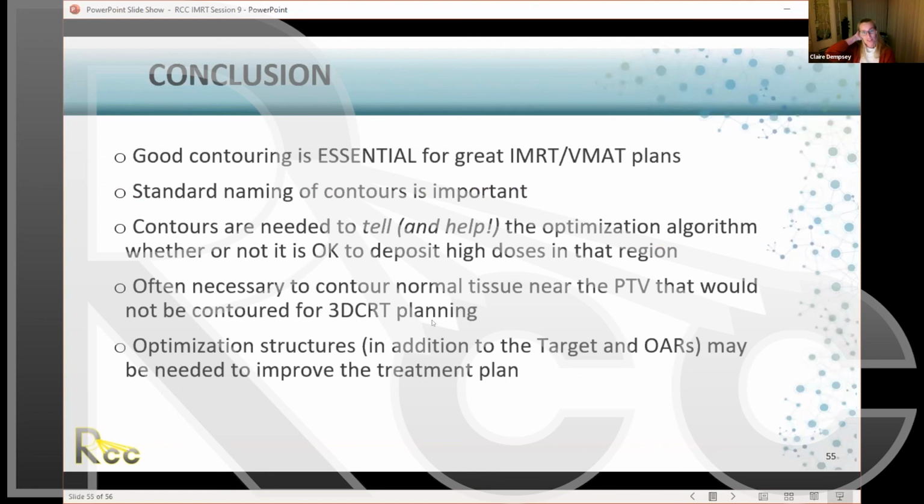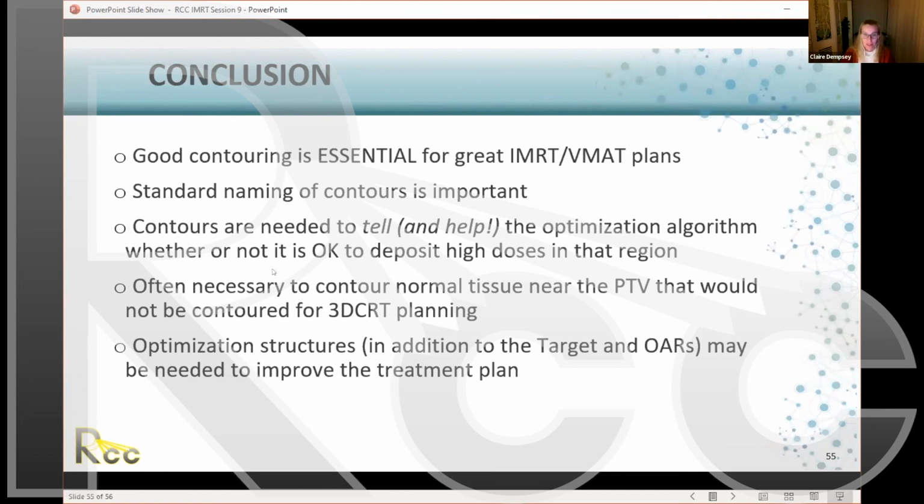So just to sum up, what I've been talking about: good contouring is absolutely essential to generate great IMRT and VMAT plans, and not only great plans, but accurate plans as well for our patients. Standard naming of contours is really important for all the reasons I talked about before: matching the prescription, universality, and knowing what your contours have been used for and who's drawn the contours as well. All of these contours are important to help the optimization algorithm create good plans and to tell it where you can put high dose and where you don't want it to put high dose.